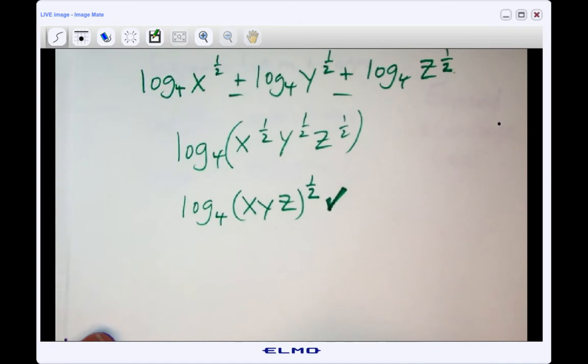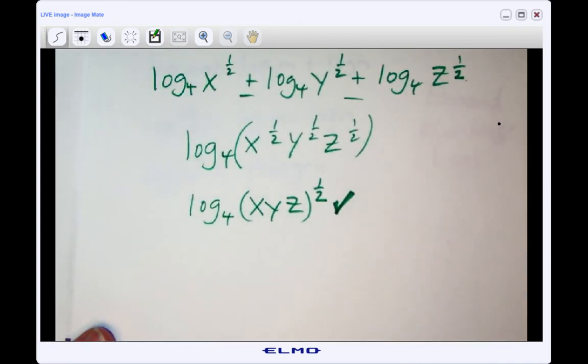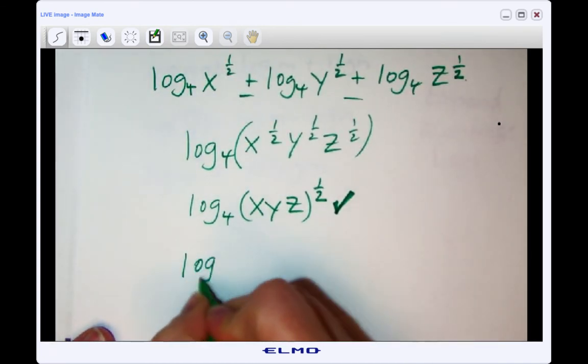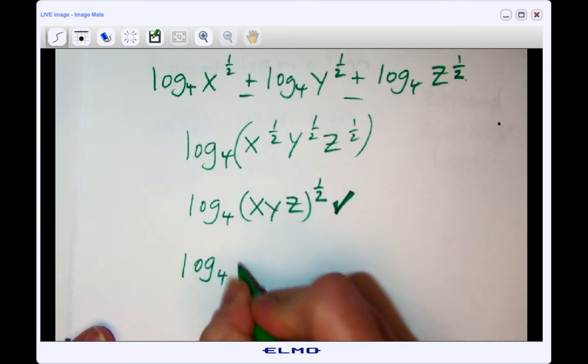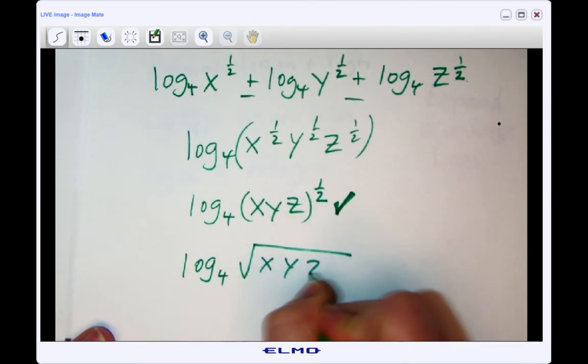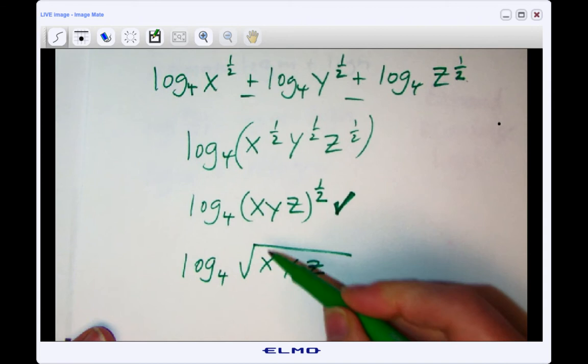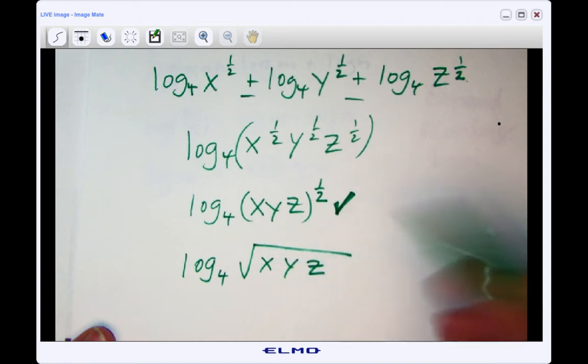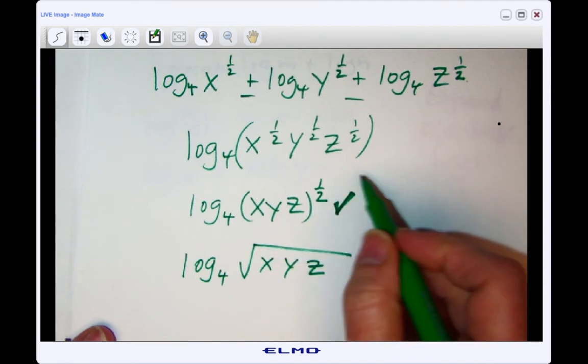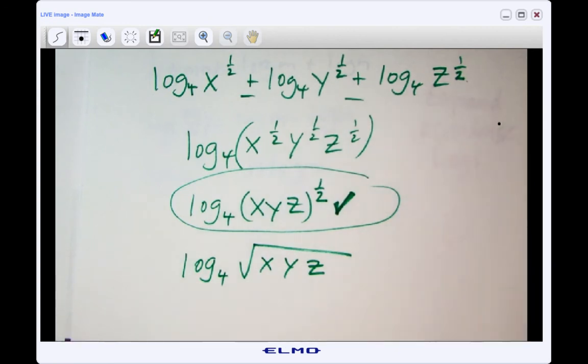And if you're looking in the textbook, or at some other people's answers, they may actually have rewritten it this way, because we know that the 1/2 can be the same thing as the square root. So you could see either of these. This is the one I love the most. That's the one I would hope to see on your paper if you were turning it in to me.